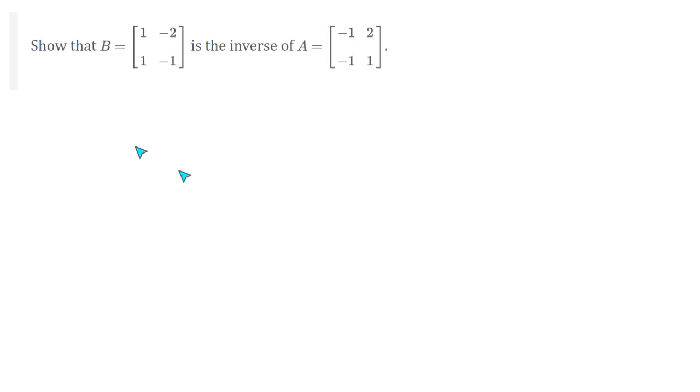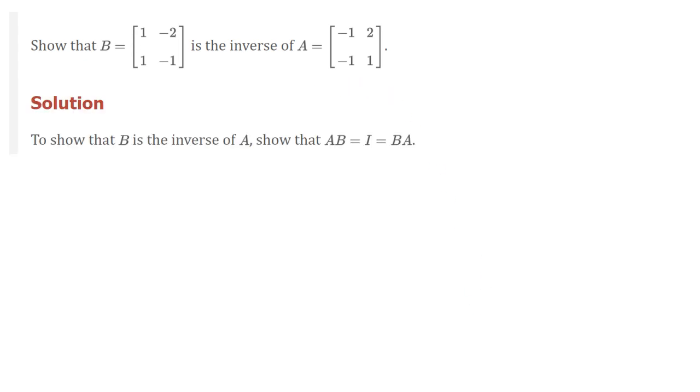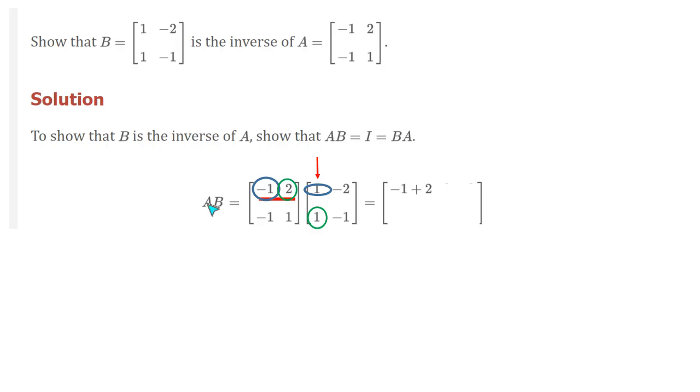Okay, so here it says show that B is the inverse of A. In order to do that, we need to multiply A times B, and we also need to multiply B times A. And if in both situations we get the identity matrix, then we can say that they're inverses of each other. Okay, so let's multiply A times B. Remember that in order to multiply matrices, the number of columns of the first one should be equal to the number of rows of the second one. So the order here is 2x2 and 2x2, and so that is the case.